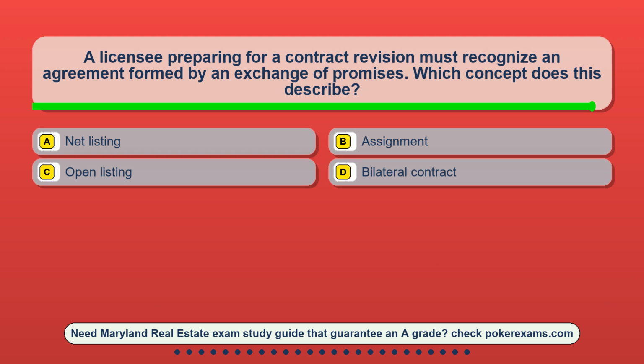Question 18. A licensee preparing for a contract revision must recognize an agreement formed by an exchange of promises. Which concept does this describe? Option A, net listing. Option B, assignment. Option C, open listing. Option D, bilateral contract.